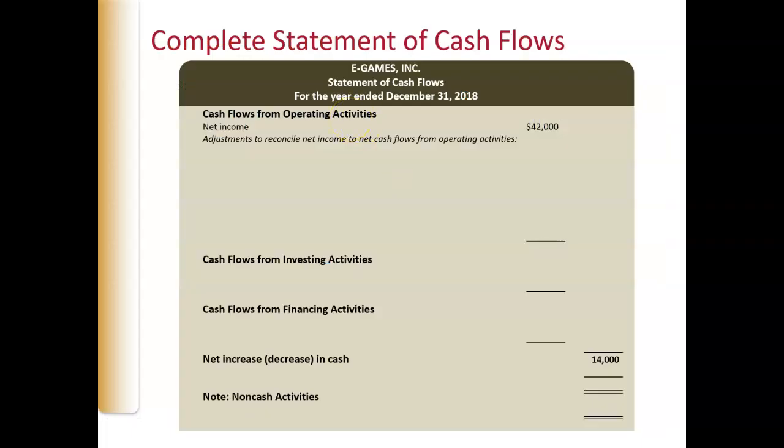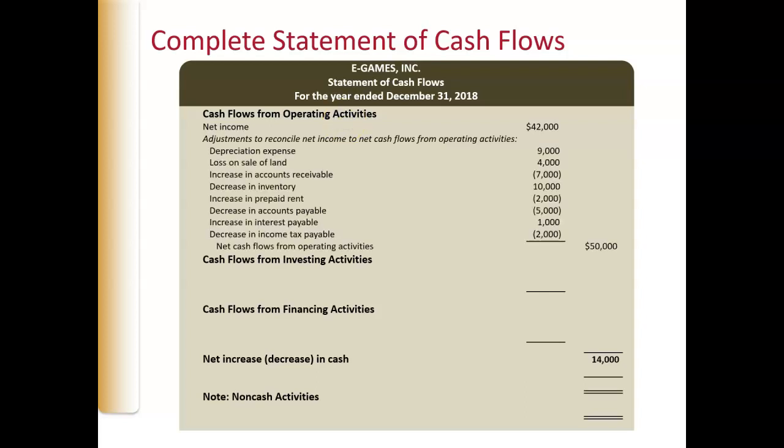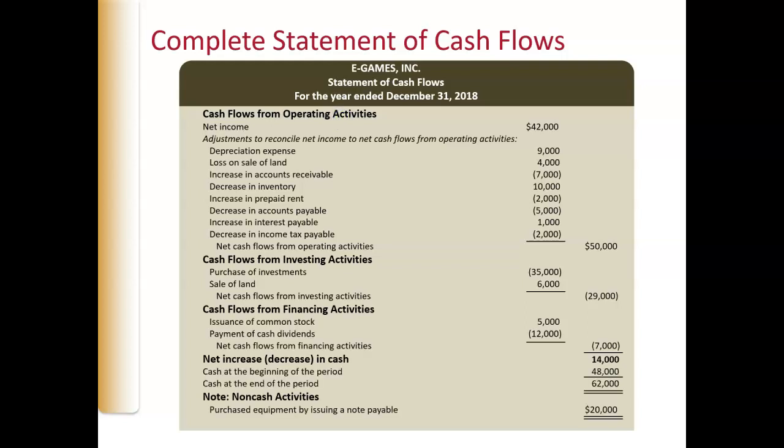So, our good eGames. We've gone through this entire statement of cash flows. We started with our net income. We created all these adjustments. Then we did the investing section, the financing section. We showed our increase in cash for the year. We took our beginning cash balance. We added the increase in cash, and do you see how we ended with $62,000?